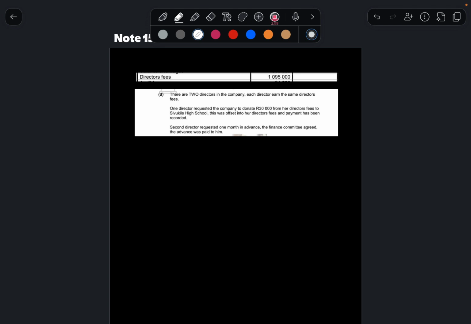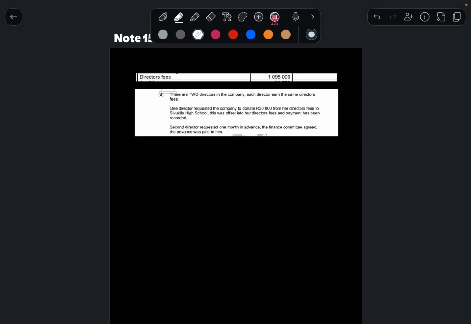So they give us the directors' fee. They say it's 1,095,000. The first thing we're going to do is read the transaction, right? The transaction usually comes with two directors, three directors. The other one was employed later on in the year. The other one did this. The other one was paid like this. So we're going to break it down, right?